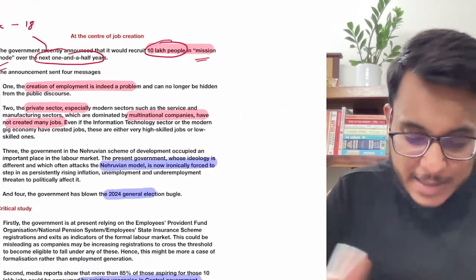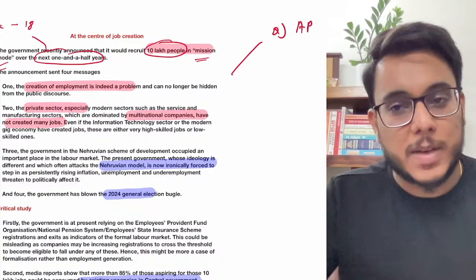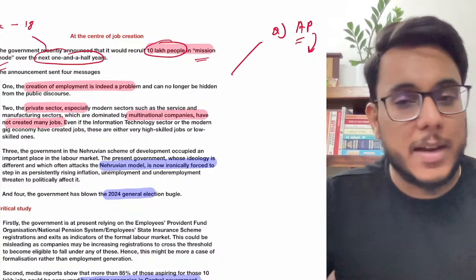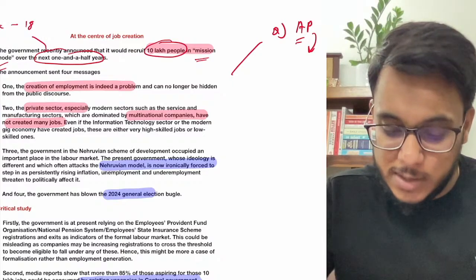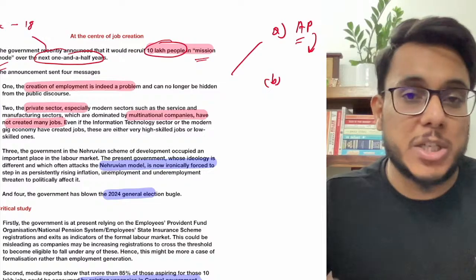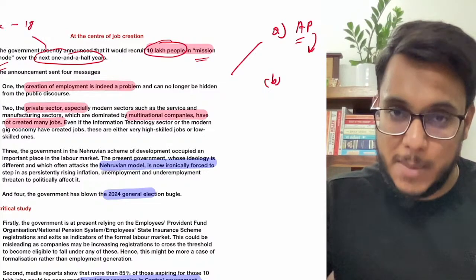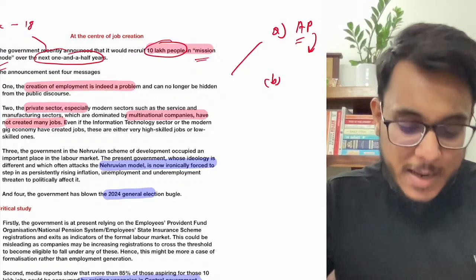Basically, the government had said that number 1, the Agnipath scheme will be used. In the Agnipath scheme, the youth will be recruited in the defense forces. Number 2, what will be done? The youth will be enrolled into the GST department, in railways, and many such other government departments. So in total, 10 lakh jobs will be given.